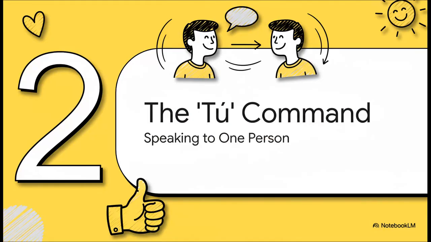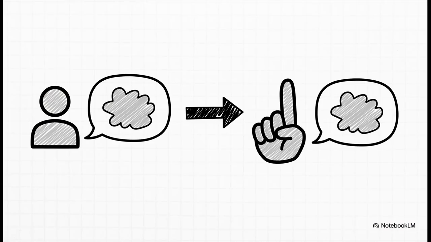Let's start with the one you're going to use most of the time, the informal tú command. This is your go-to when you're talking to a friend, a family member, pretty much anyone you'd normally call tú. And here is the best part, a fantastic shortcut that makes this whole thing so much easier. For most regular verbs, the tú command is the exact same form as the he or she form in the present tense. That's it. If you know how to say he speaks, you already know how to tell someone speak.